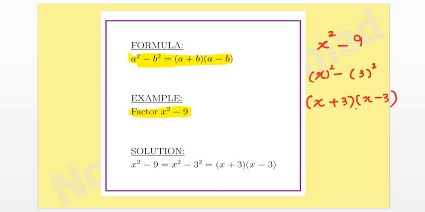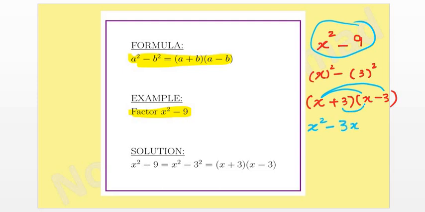Now if you want to check your answer, it's very easy. Just multiply it and check that you get the same answer. After getting the factors, if you want to check whether they are right or wrong, you can multiply them. So x will be multiplied with x and x will be multiplied with negative 3. So x times x gives us x squared. x times negative 3 gives us negative 3x.